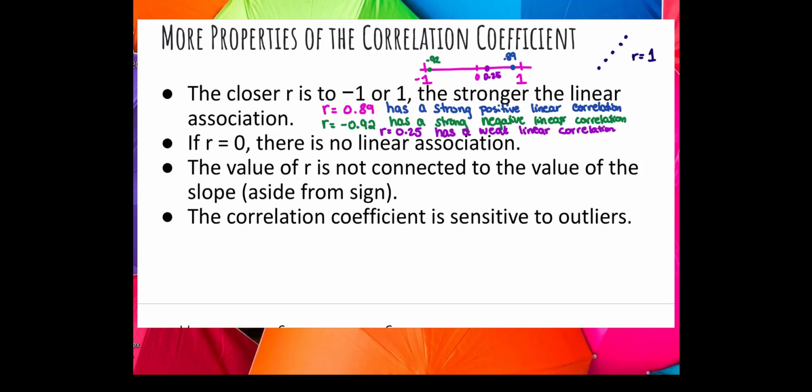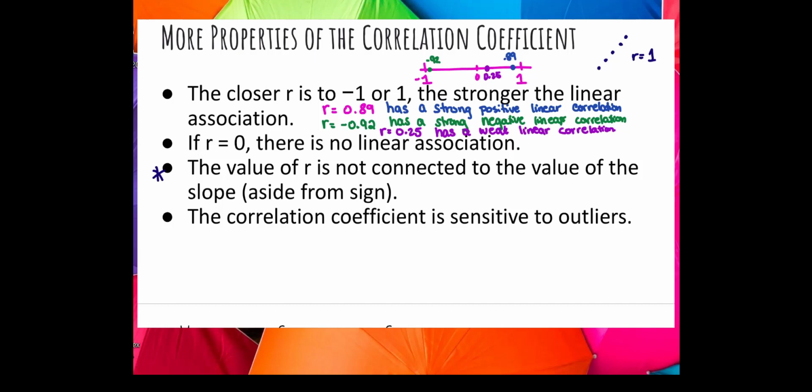And then the value of R, this is important, the value of R is not connected to the value of the slope aside from the sign. So a positive slope would have a positive R, but the numbers would not be the same unless it was some coincidence. And if it had a negative correlation, you would have a negative slope. So negative R, negative slope as well. But again, the numbers wouldn't be the same. The only thing that would match up would be the sign.